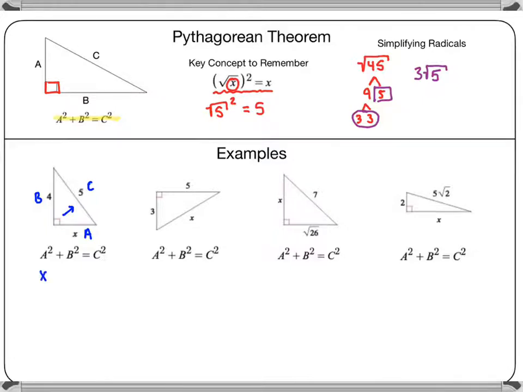So I put these on. A is just going to be x, so I got x squared plus 4 squared equals 5 squared. So I start to do out my arithmetic and algebra from here. That's going to give me 16, 25. I'm going to subtract 16 from each side, and that is going to give me x squared equals 9. And then I take the square root of each side, and that is going to give me x equals 3. So I know that x is 3 in that particular example.